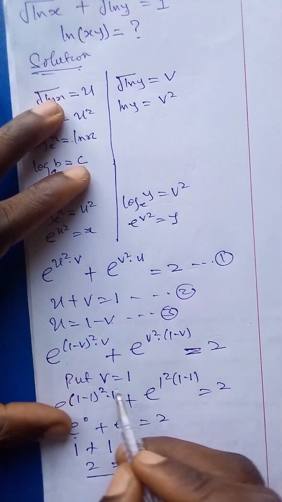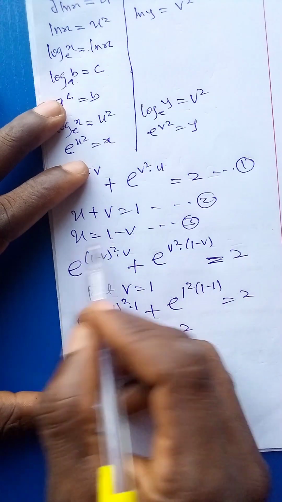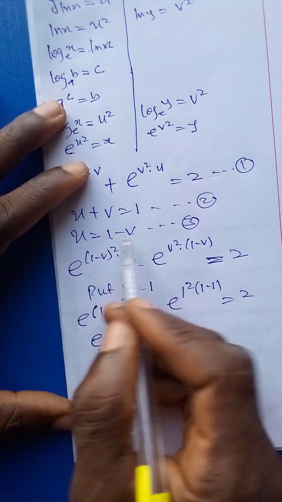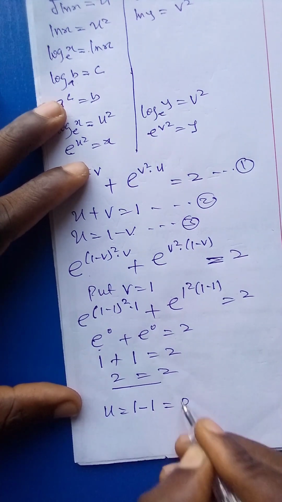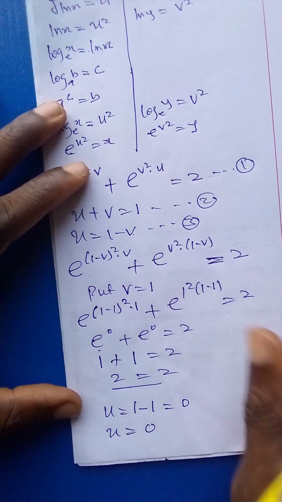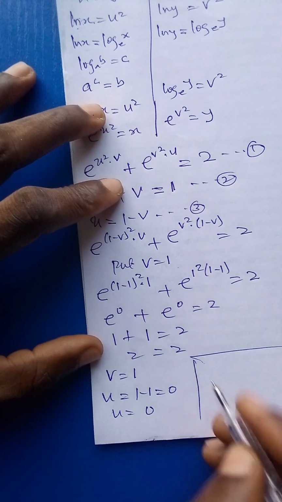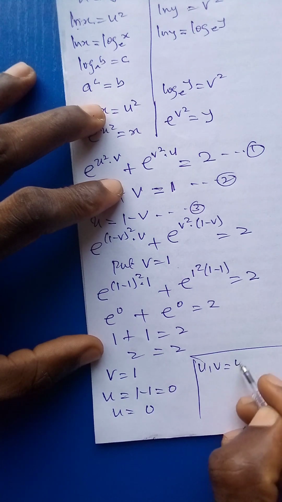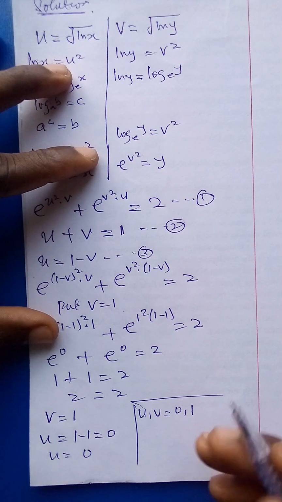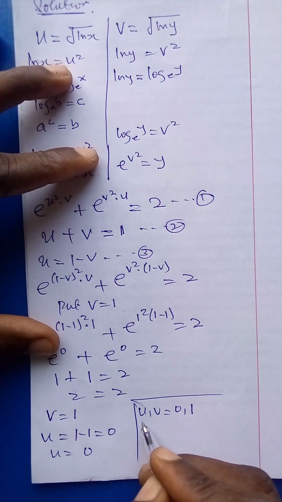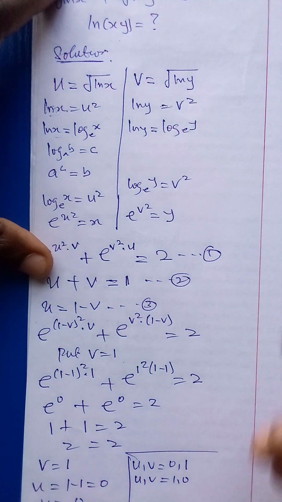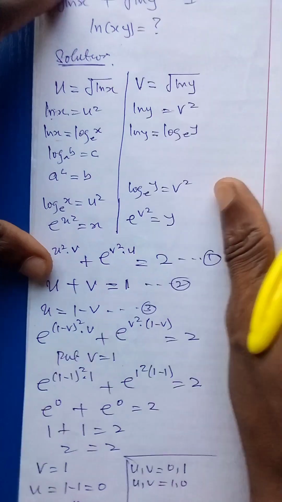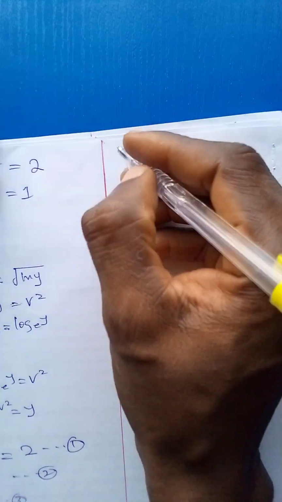Now, having known the value of v, let us now find the value of u, and we are going to use equation 3. So u equals 1 minus 1, which is 0. So u is equal to 0. It simply implies that our u comma v is 0 comma 1. Or we can switch positions here. So we can say u comma v is 1 comma 0. So the next thing I'm going to do is to plug in 0 and 1 for u and v respectively in this, and I'm going to do it here.